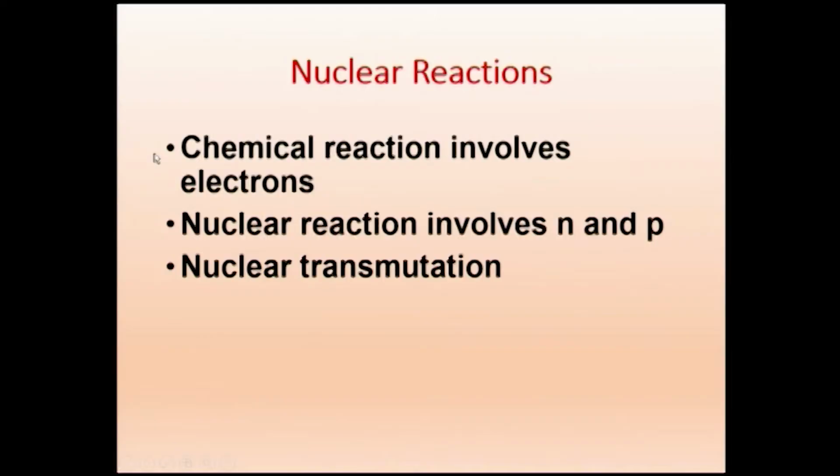Whereas, when you take a nuclear reaction, it involves neutrons and protons. Chemical reaction involves electrons, nuclear reaction involves neutrons and protons. So, when it involves neutrons and protons, we get what is called nuclear transmutation. A nucleus changes, maybe carbon becomes nitrogen or nitrogen becomes oxygen. There is a change of nucleus, therefore we call it nuclear transmutation.